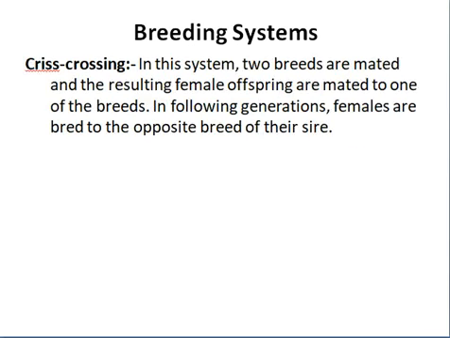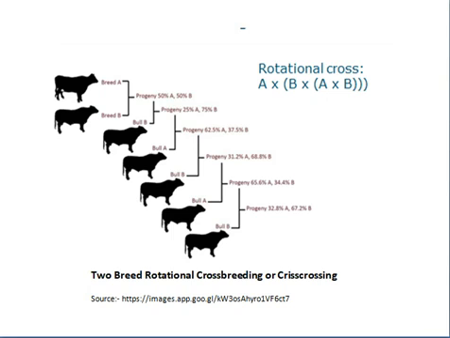Another method is crisscrossing. In this system, two breeds are mated and the resulting female offspring are mated to one of the breeds. In the following generations, females are bred to the opposite breed of their sire. So this is a bit complicated. You can get it from this figure.